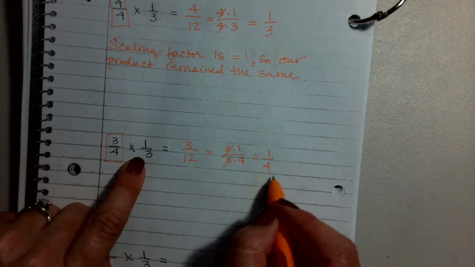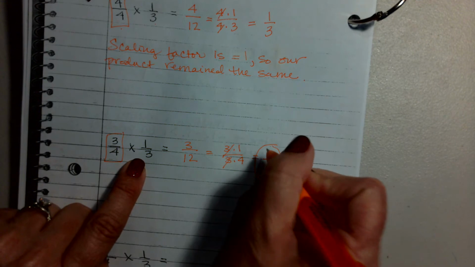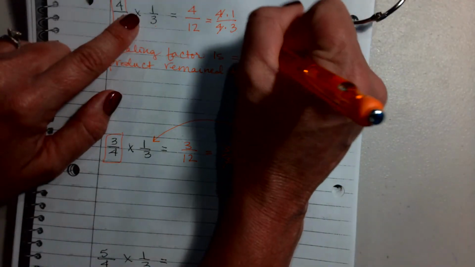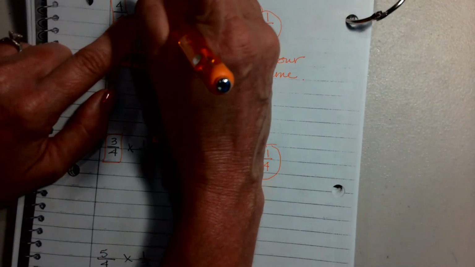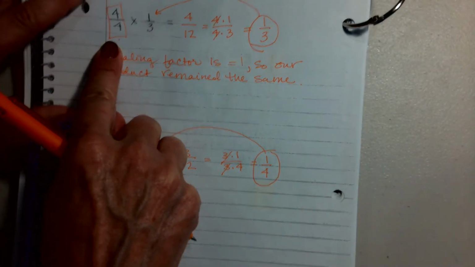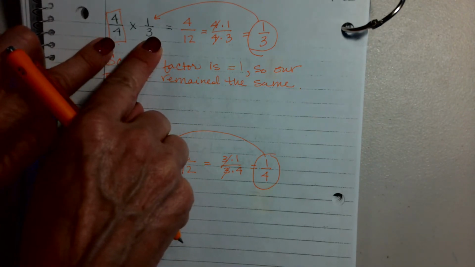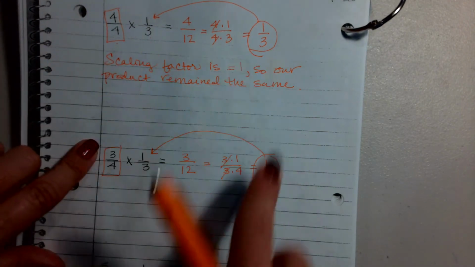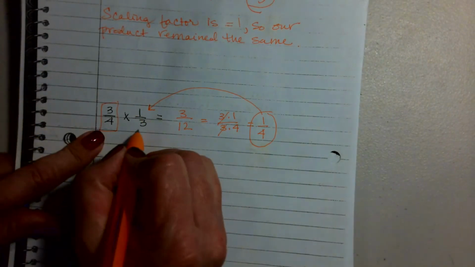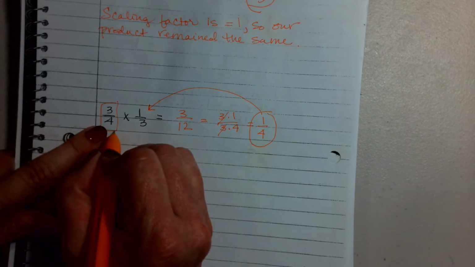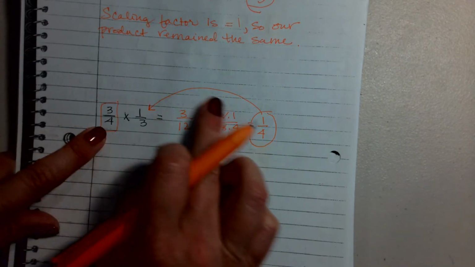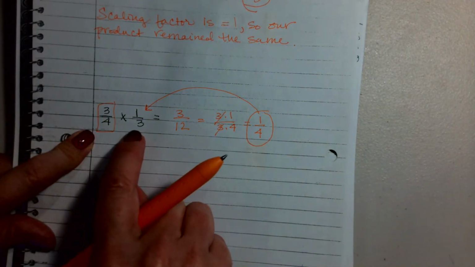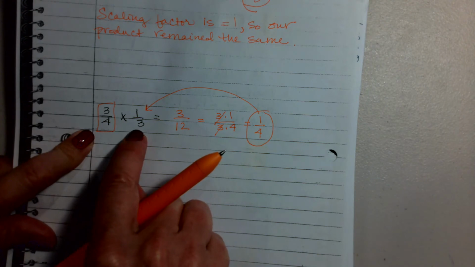So we're comparing this product to this factor. This is the scaling factor that's impacting the factor here. But when you multiply by 1, you end up with exactly the same thing. When you multiply a factor by a scaling factor less than 1, what happens to your product? Your product is less than the factor you started with.